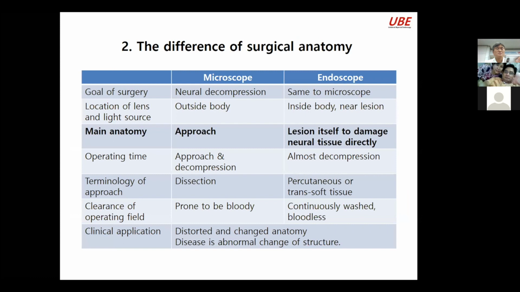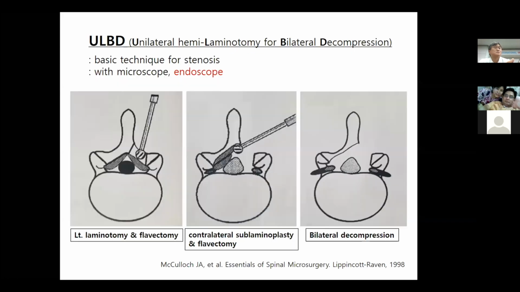But in clinical application, we must know our patient has distorted and changed anatomy. Almost all disease is an abnormal change of structure. So we must check abnormal anatomy in the preoperative stage. That is very important, I think.